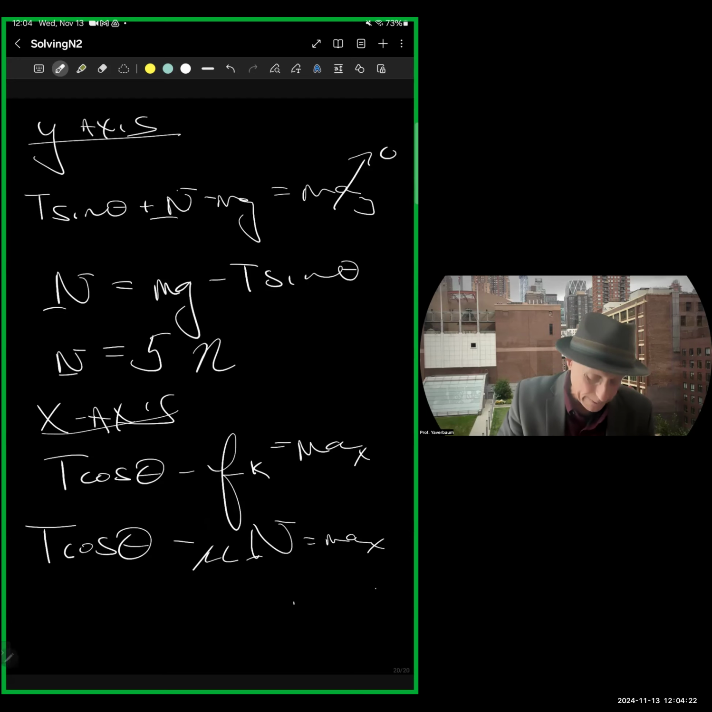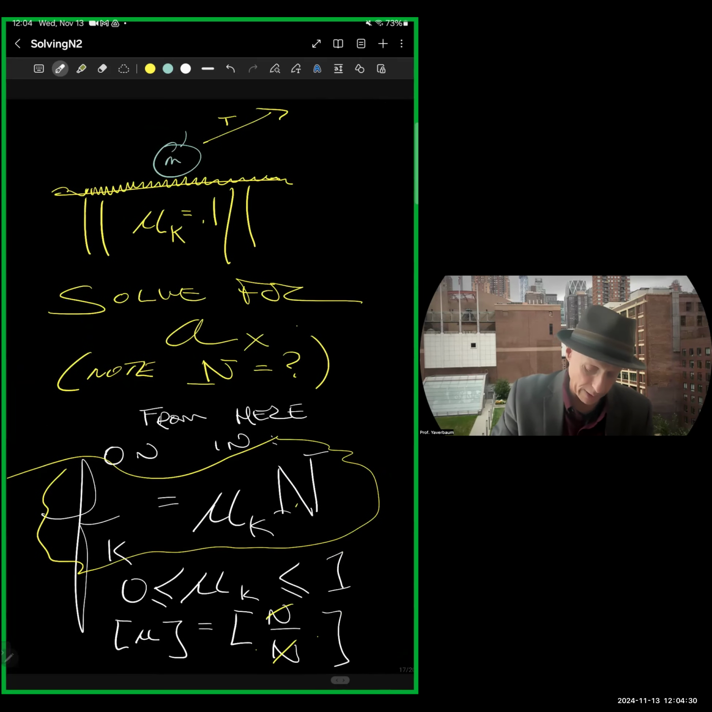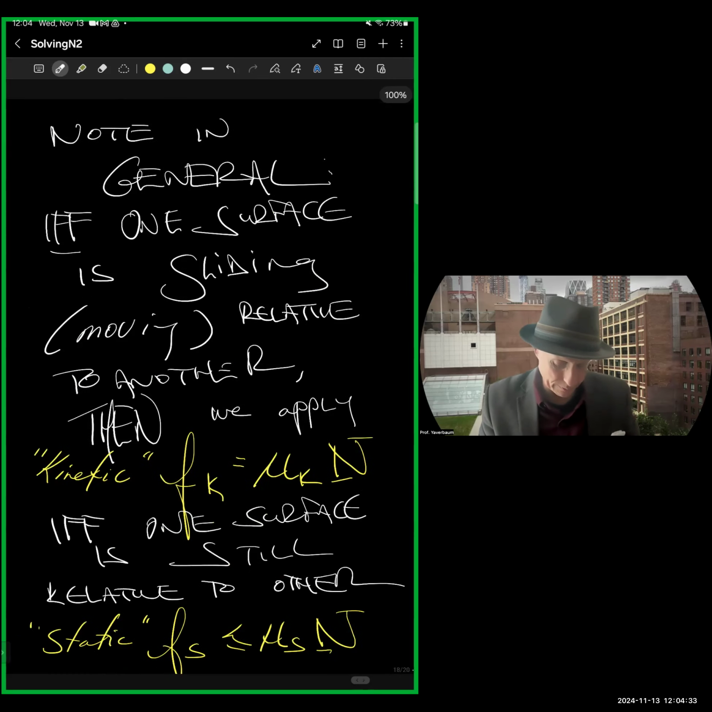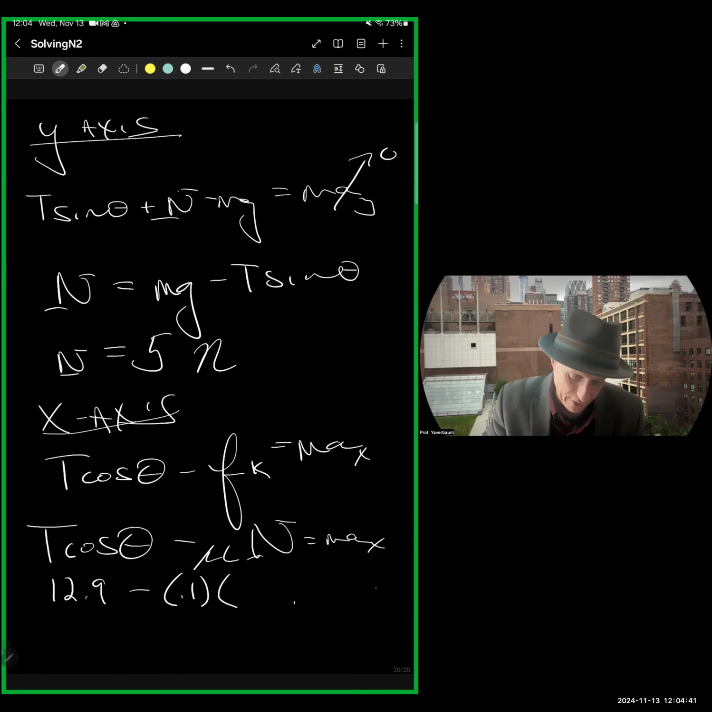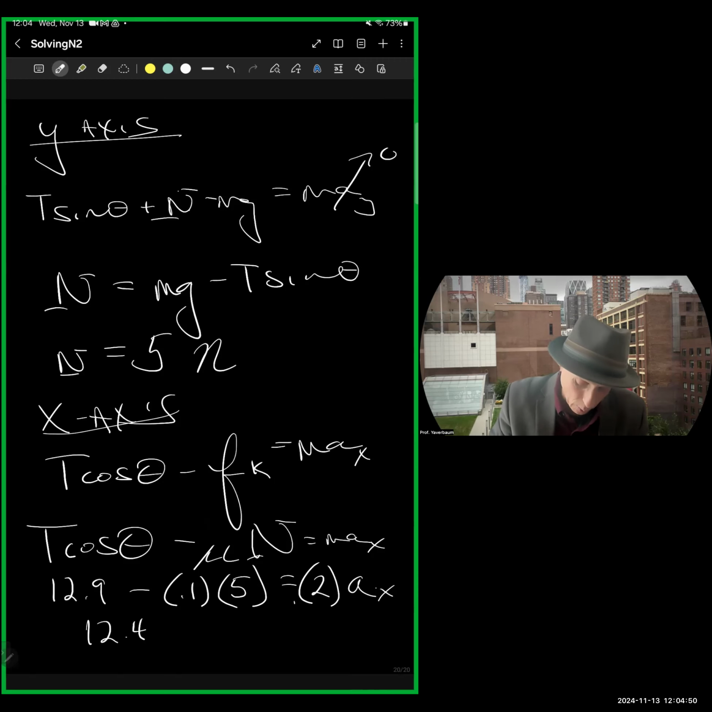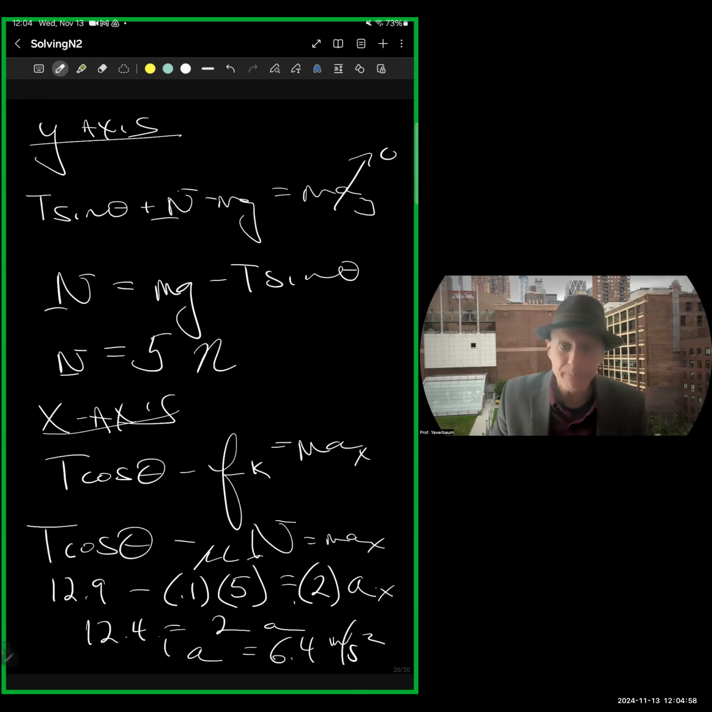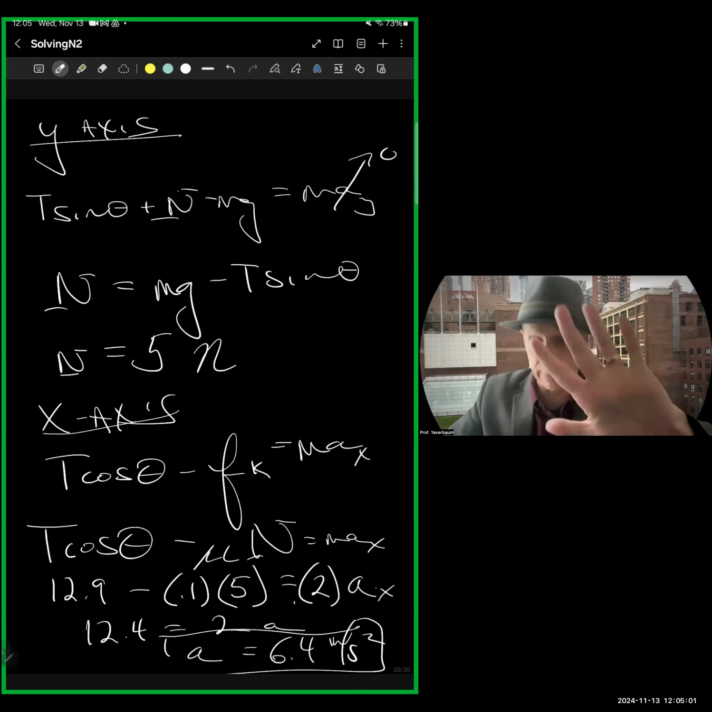So now T cosine theta is now, oh, I realized I made an error. Yeah, okay. Sorry. So this is like 12.9 minus 0.1 times 5 equals 2 times a_x. So now it's going to be 12.4 equals 2 times a. So a equals 6.4 meters per second squared. I know I did that quickly, and it's 12:05.